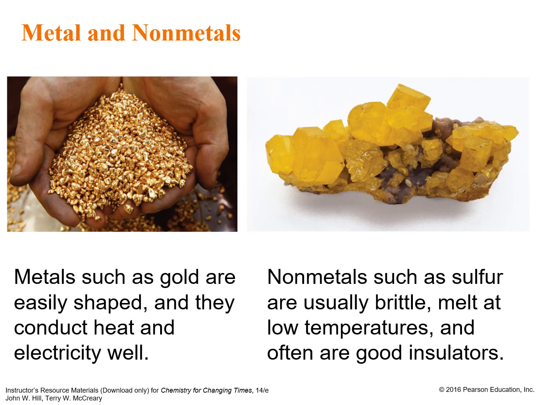So here are a few slides where you see metals such as gold, and a non-metal such as sulfur, which is brittle, melts at low temperature, and is often a good insulator. And gold, you all know, is a precious metal. People like to use it in ornaments. It can be easily shaped. It can conduct heat and electricity.